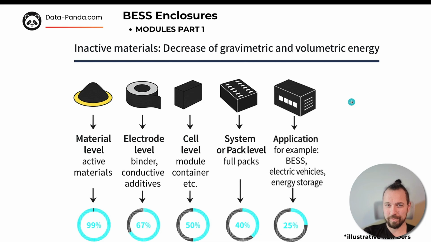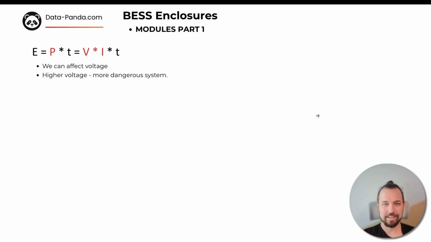And we'll start with electrical density. You remember this formula from early on, and we refer to it quite often. Energy equals power multiplied by time, and power is voltage multiplied by current. That means if we want more power or energy, we have two main levers. We can increase current or we can increase voltage.